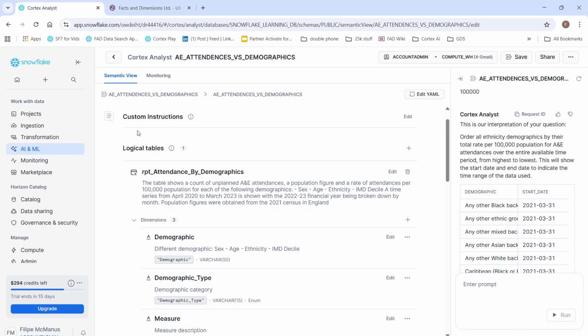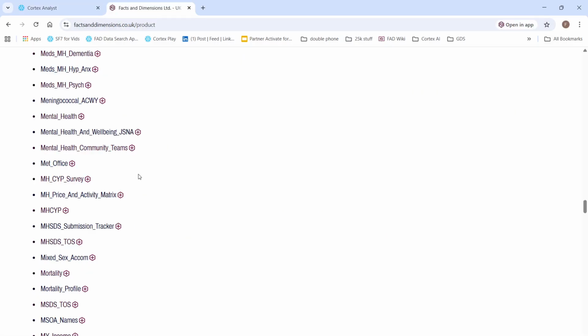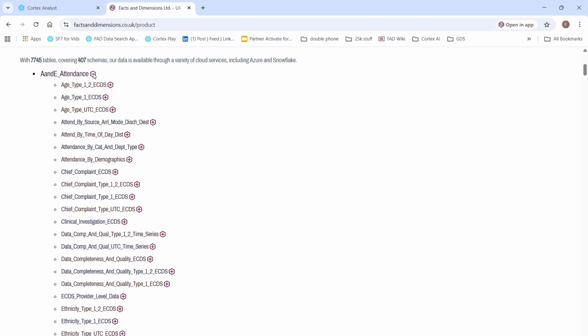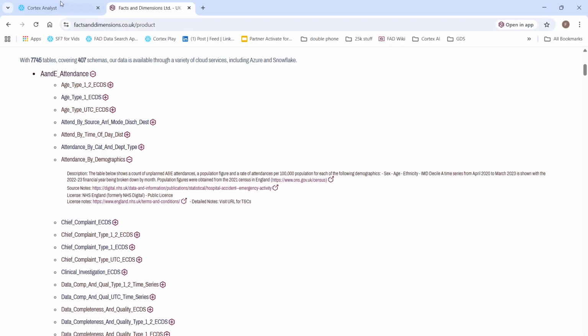Now, to do that, I was going to load in 2 or 3 tables, one with the demographics because we have various data on population figures and deprivation and all sorts of things around population. And we've got a whole load of statistics on A&E data. As it happens, one of the A&E tables we have actually already does that sort of analysis. It's in the A&E attendance schema, and it's this one here, attendance by demographics. So I only had to use that one table.